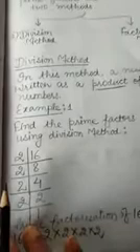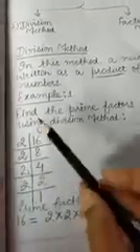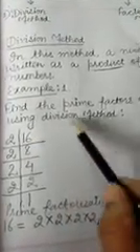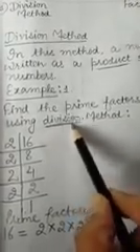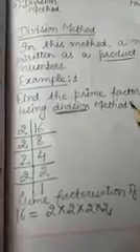You can understand this better with the help of one example. See here, what is the example? Find the prime factors of 16 using the division method. As you know, it is clear from the name that with the help of division you have to find out the prime factors. Here we have the example of 16.